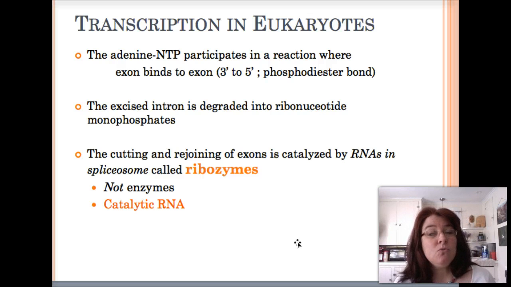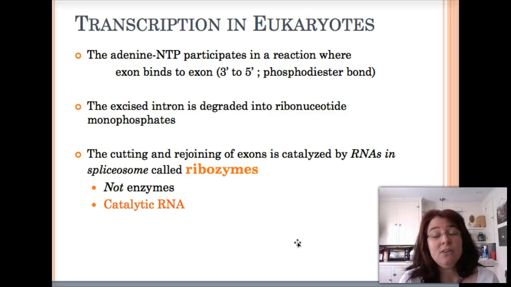Now, a lot of students wonder what happens to these introns. What's the cell going to do with these introns? And the answer is that the cell's just going to recycle them. Those introns, those strands of RNA, will simply be recycled into individual ribonucleotides and they'll be reused.